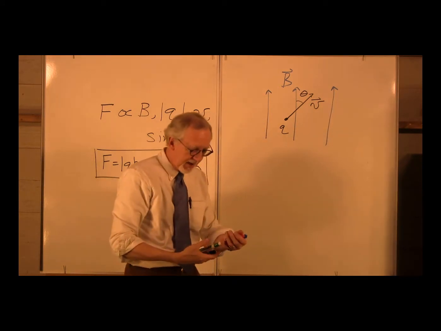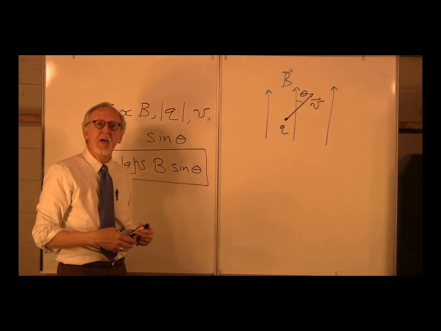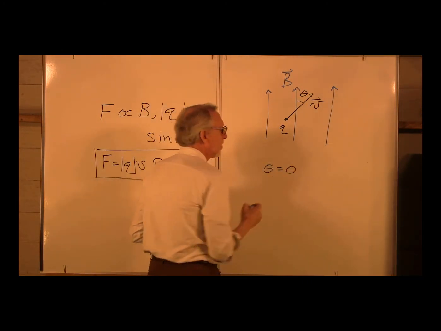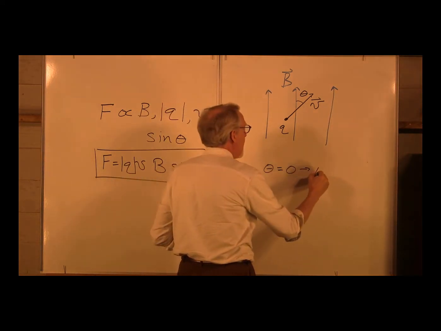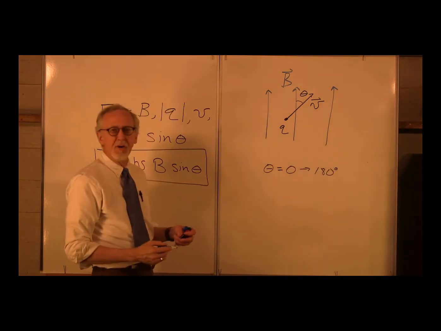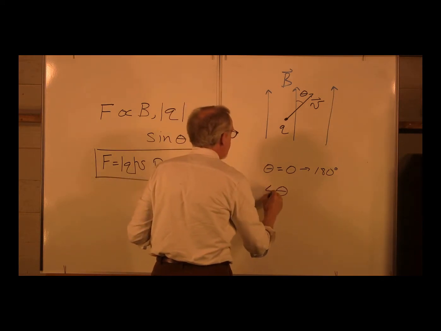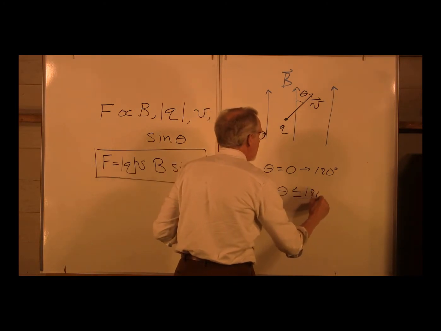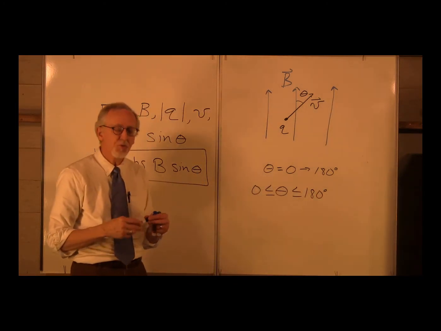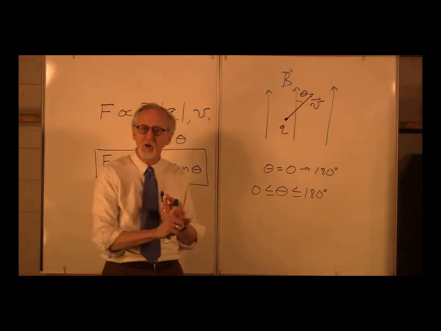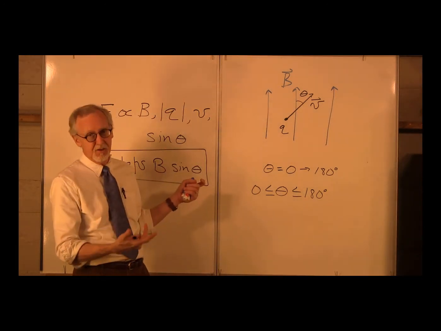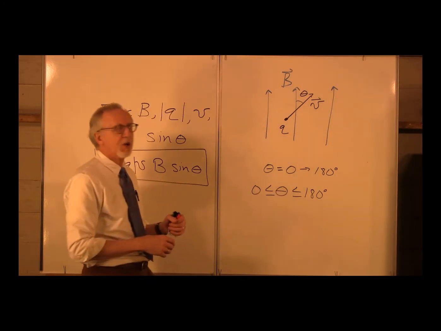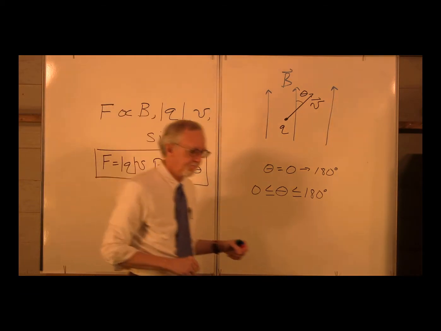So angles between vectors, theta, can have a minimum value of 0 to a maximum value of 180 degrees. So theta is greater than or equal to 0 degrees, and less than or equal to 180 degrees. We'll never have an angle theta that's larger than 180 or that's negative. 0 is the minimum value, 180 is the maximum value. Very good. Let's stick some numbers in here.